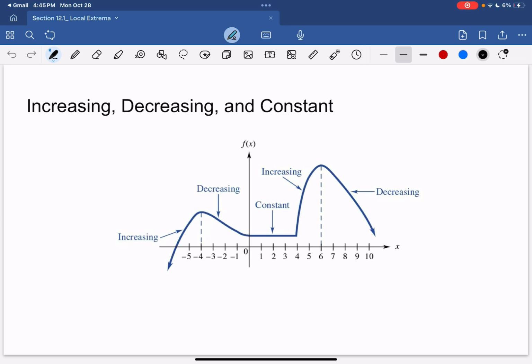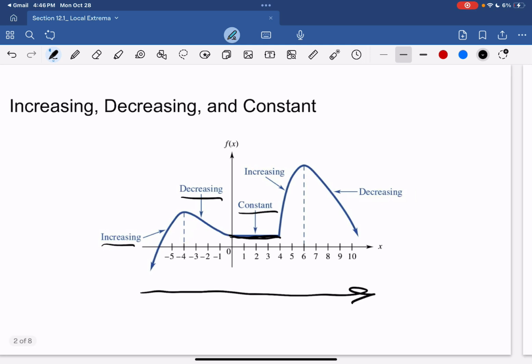So the first thing I wanted to discuss, and this is more of a review, is what increasing, decreasing, and constant looks like. Increasing, decreasing, and constant is always just referring to the slope of the function. This is a representation of the original function, f of x. We always look from left to right. If it's going up, it's increasing. If it's going down, meaning the slope is negative, it's decreasing. And if the slope stays the same, it's constant. Again, that's just a recap from chapter 1 on what increasing, decreasing, and constant looks like for a function.